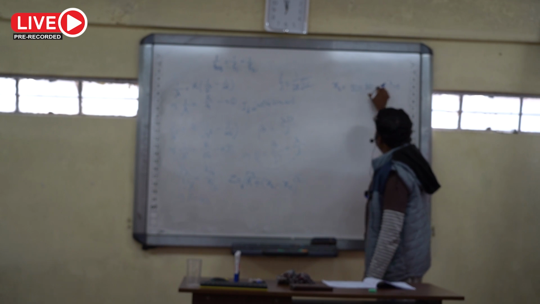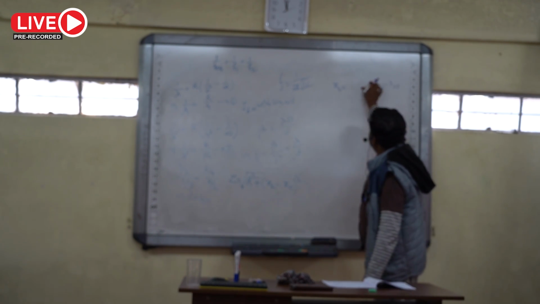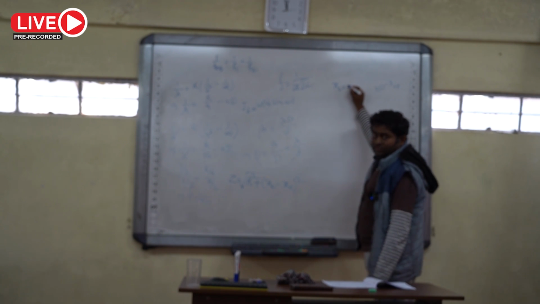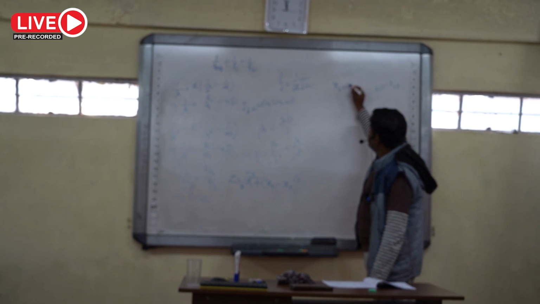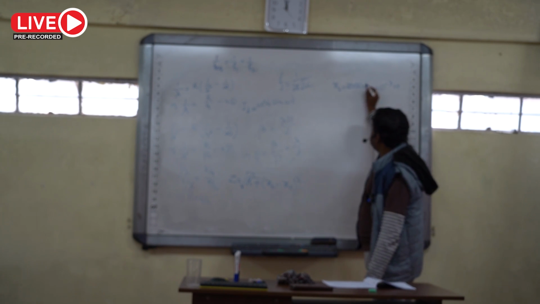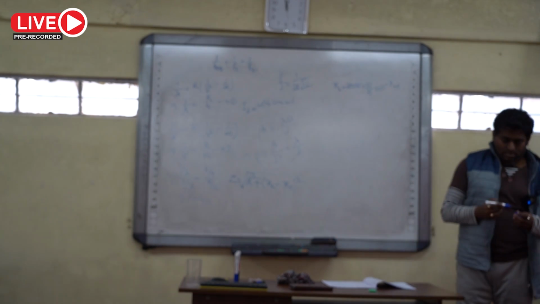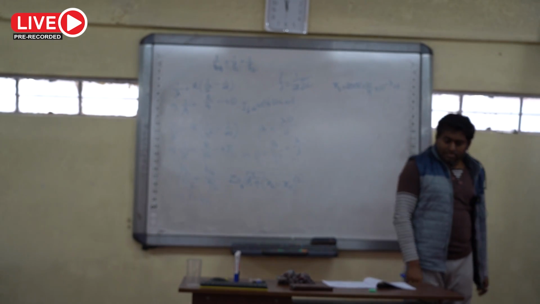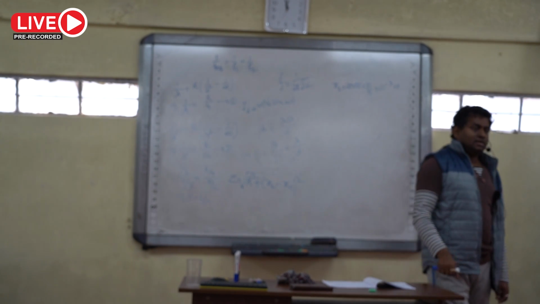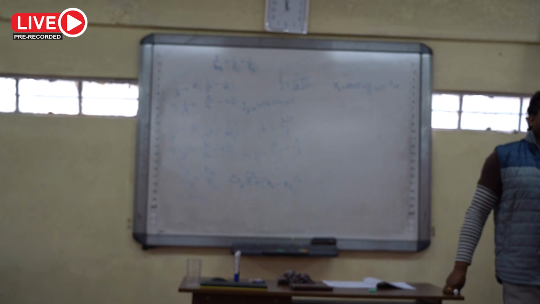This is not 55. Omega L. Omega is 2 pi f. F is given 50. So 2 pi into 50, then 50 pi by pi. Because that is given 50 Hz, it is not the value of omega, it is the value of f, the natural frequency. So omega will be 2 pi into natural frequency.